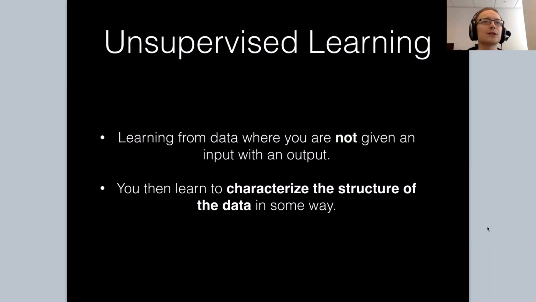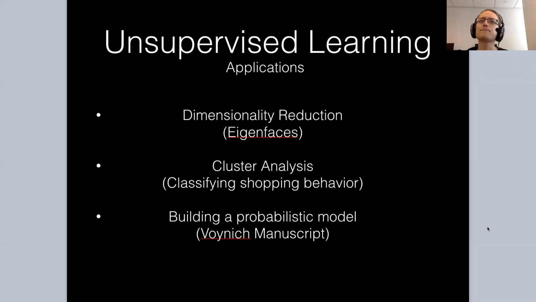You could characterize it by saying, well, these are clusters in the data. You could say this data can be compressed. Here are the principal components of the data. But you basically learn to characterize the probability distribution where the data came from without really learning a correct output. That's a little bit vaguer, I realize. So you can use this for things like dimensionality reduction. If you're given a bunch of data and told to compress the data with minimal loss of detail, that would be something unsupervised learning can be used for.